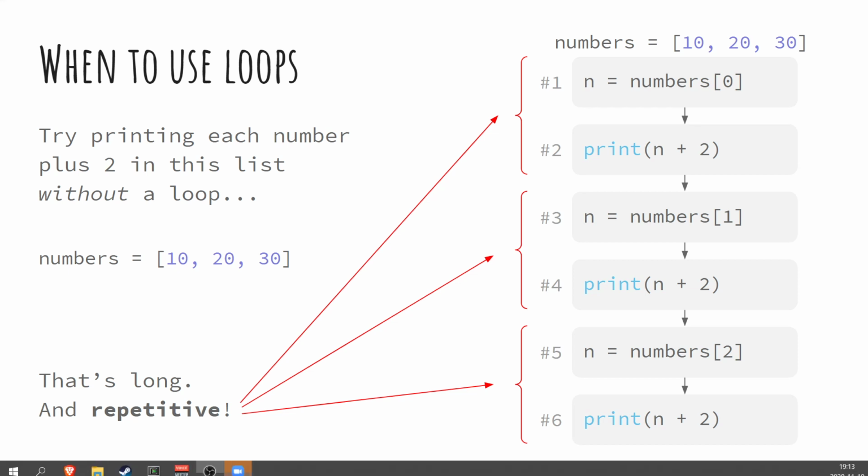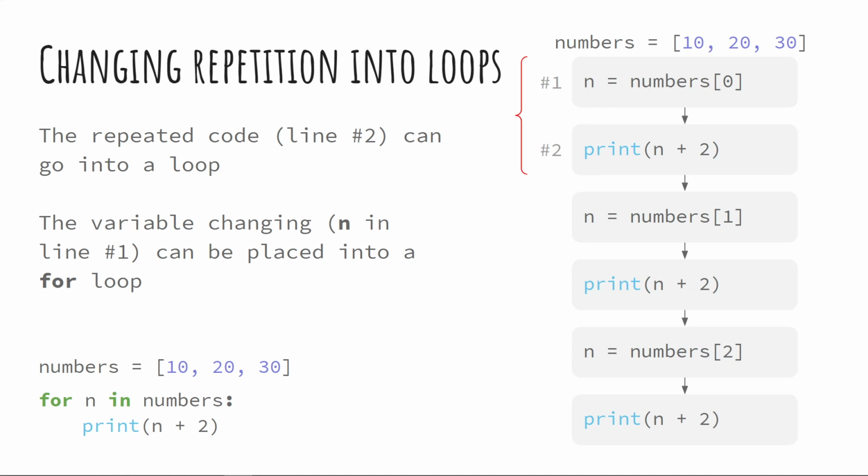So yeah, this is long and repetitive. So the repeated code that we have can go into a loop. So the variable changing, in this case n, whoop, you all will have to give me just a moment. I hope I still sound okay, but my computer has frozen. My desktop window manager is having issues.